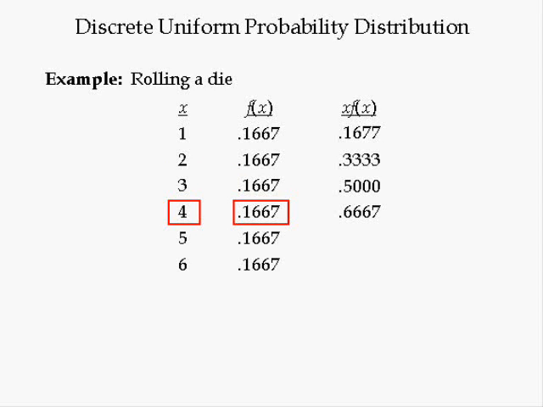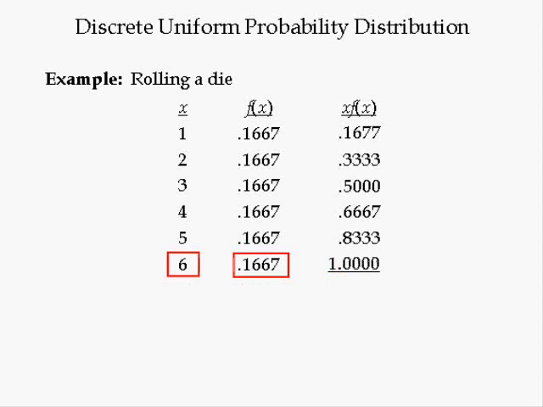4 times its probability of 0.1667 equals 0.667. The fifth product is 5 times its probability of 0.1667, which equals 0.8333. The final and sixth product is 6 times 0.1667, which equals 1.0.